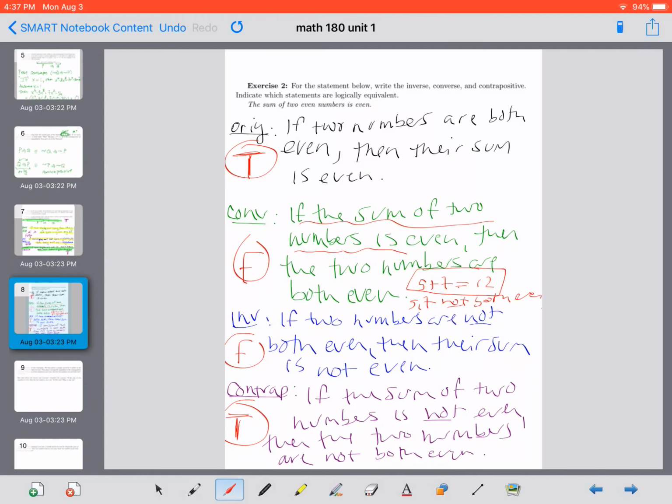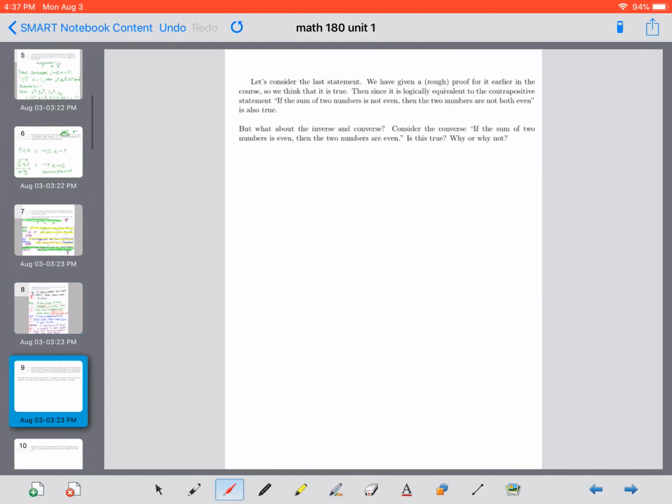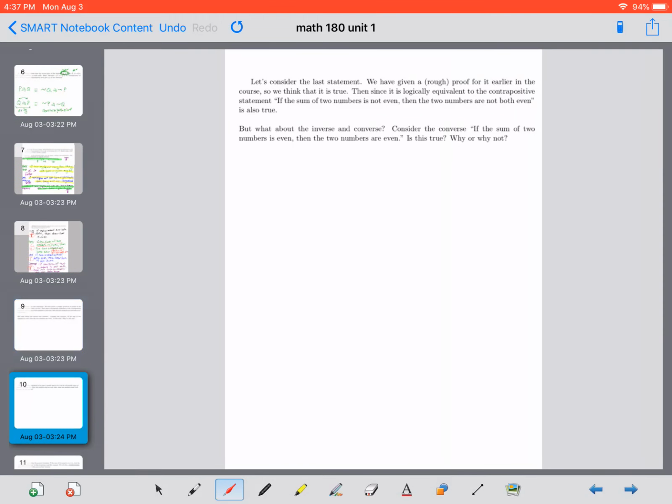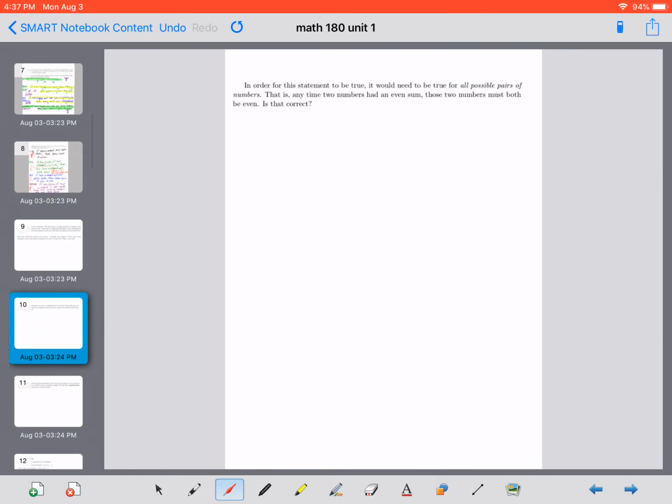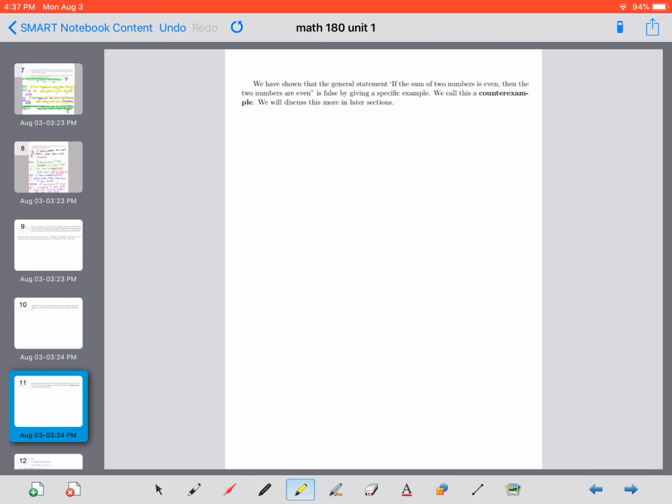Okay, now a quick note. We already talked about this. We showed in general that this statement, if the sum of two numbers is even, then the two numbers are even, that was our converse statement. We showed that it was false by giving a specific example to show that it's false. We call that a counterexample. So that'll come back in the future as well. It's just a term to be aware of.